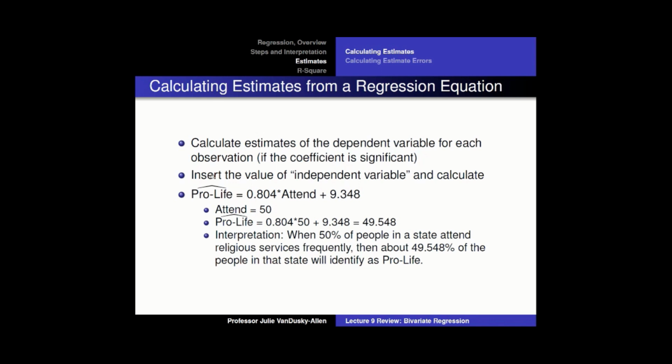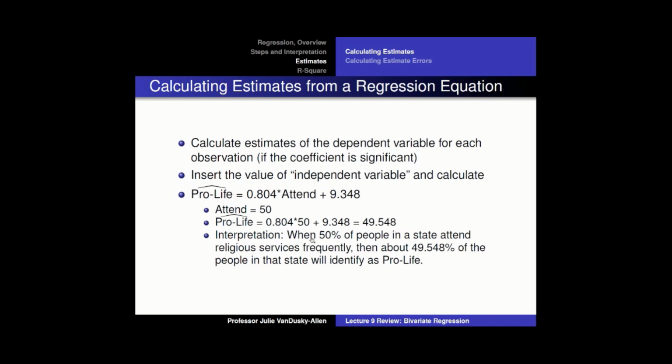So basically what you do is you write out your equation and you just insert the value of the independent variable and calculate. So for example, this is our regression equation from earlier. Pro-life hat equals 0.804 times attend plus 9.348. So let's say I want to make an estimate of pro-life when attend equals 50. So I write out my equation and I just put 50 where attend is. And I do the math and it turns out that it is 49.548.